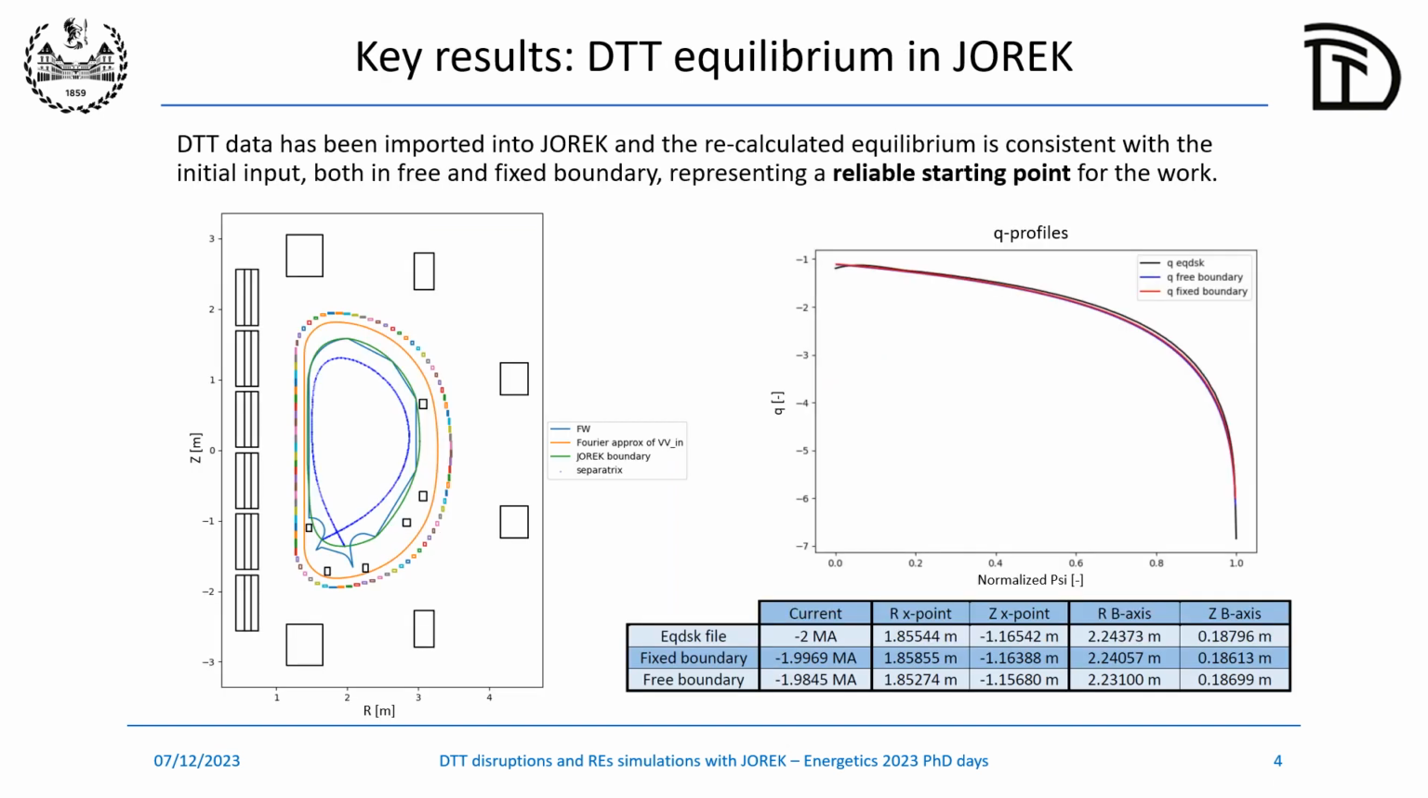After the preliminary theoretical and practical steps, the first key result I have obtained is the successful implementation of the DTT equilibrium inside JOREC. On the left, there are the main DTT structures used in JOREC to recalculate the equilibrium in free boundary conditions, and on the right we can see that there is a satisfactory superposition of the Q profiles and the main figures of merit of the plasma. Thus, this represented a reliable starting point for the time-dependent simulations.